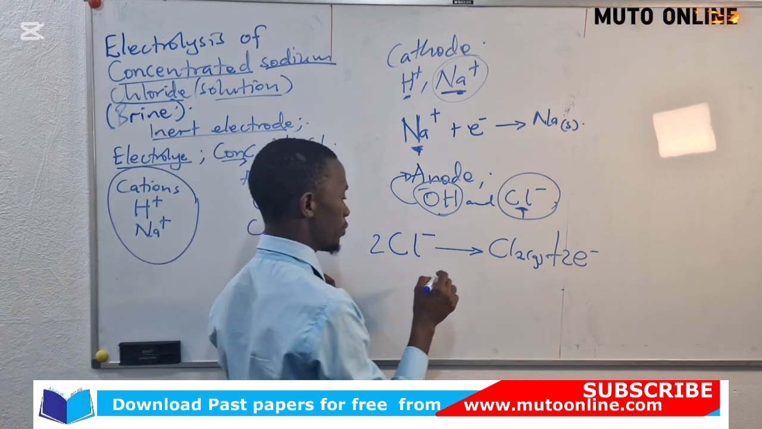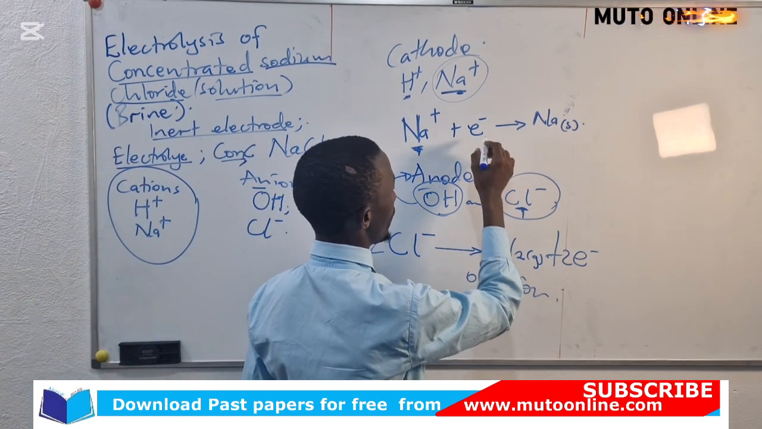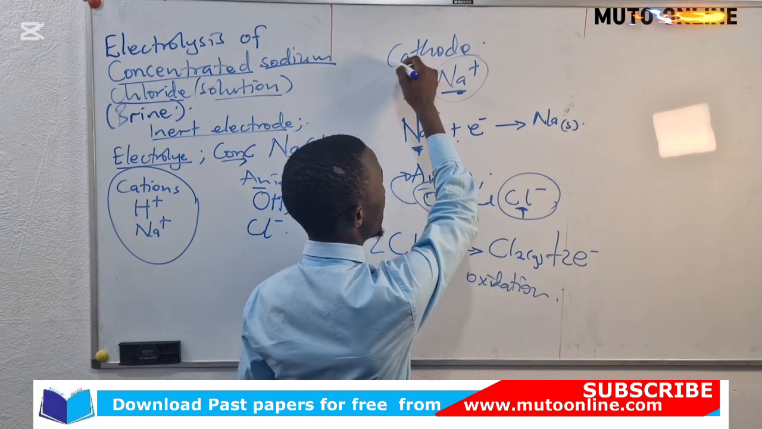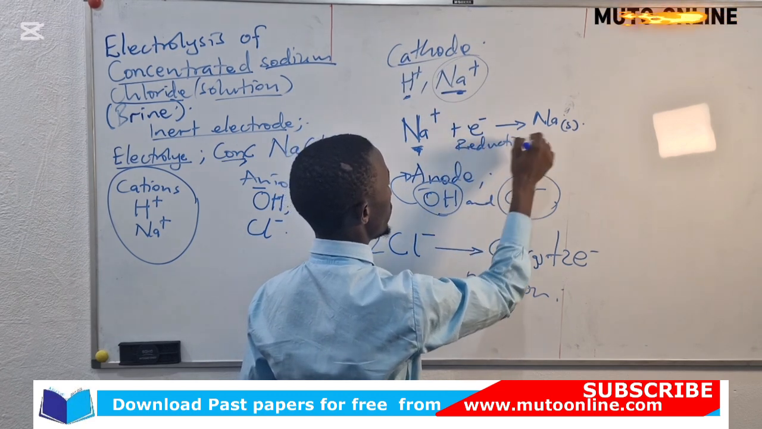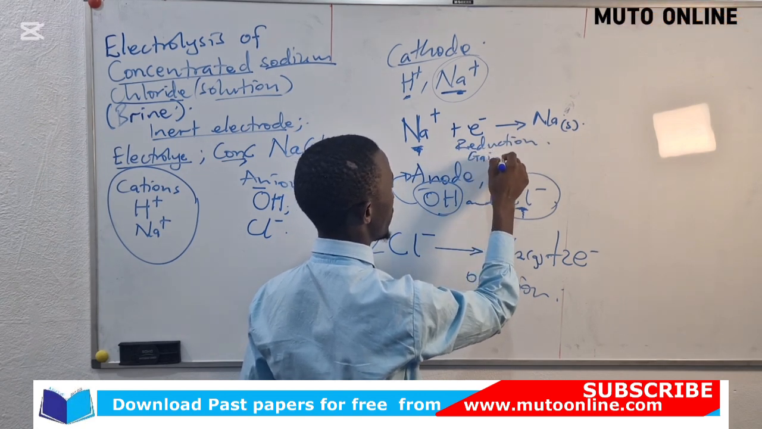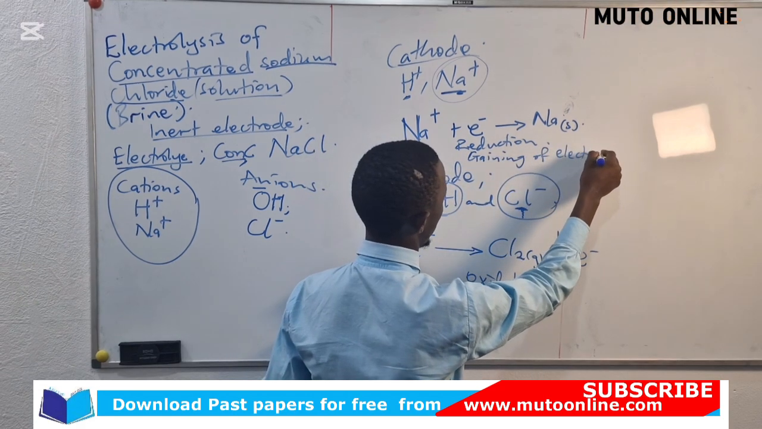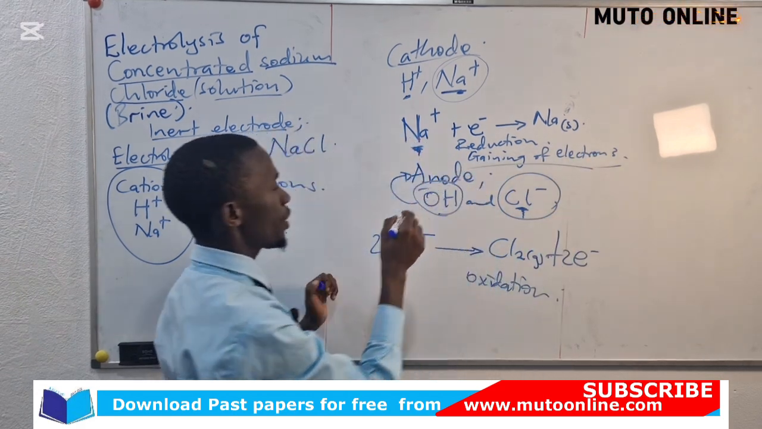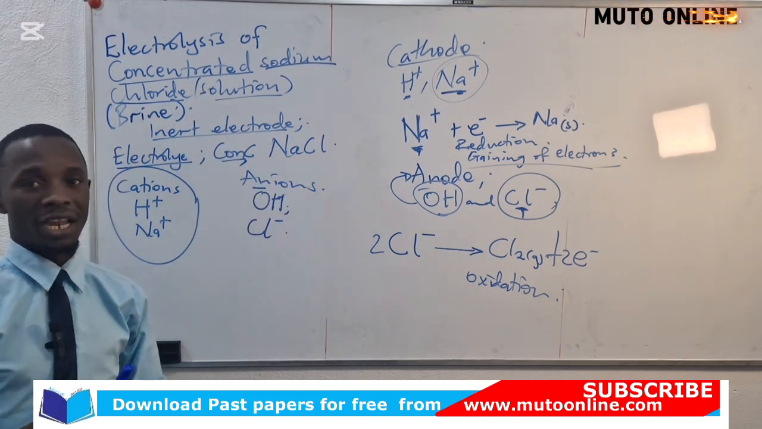And the loss of electrons, we said this is what? Oxidation. And the gaining of electrons by the cations at the cathode is reduction, since it involves addition or gaining of electrons. So in this case, we are talking of concentrations of ions in the electrolyte.